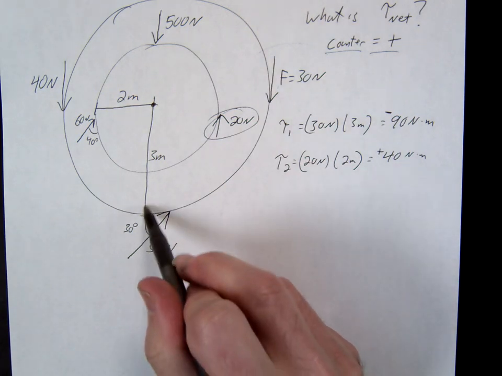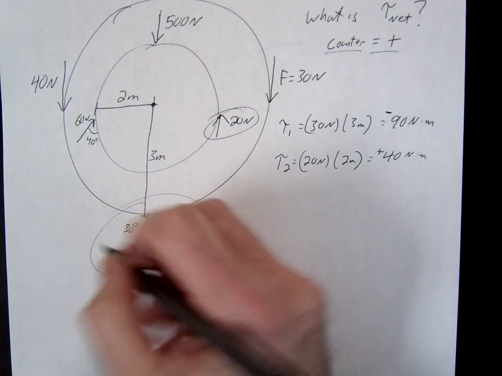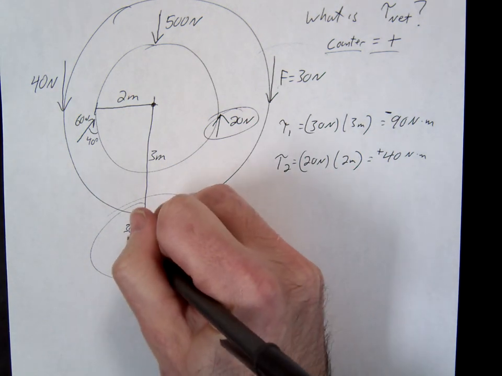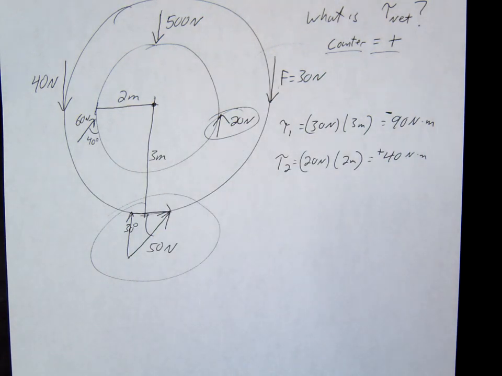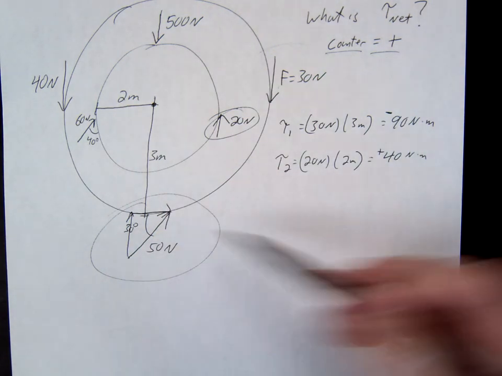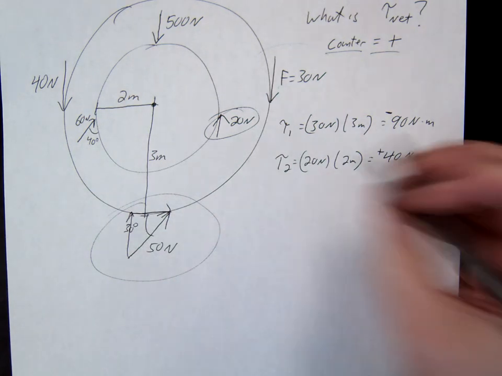Okay, let's look at this one down here. So this one is at an angle. So you have part of the force is down, part of the force is horizontal. Which one do we care about? The horizontal force. So that's the one that's perpendicular, the horizontal.